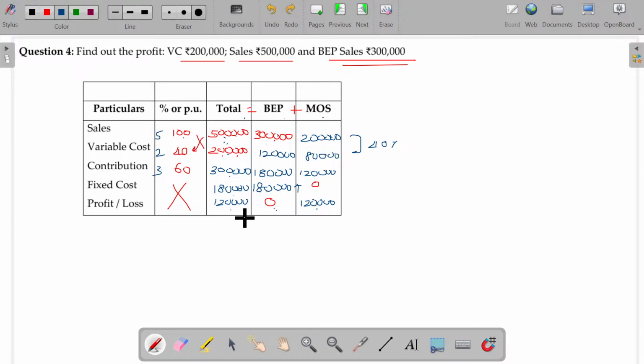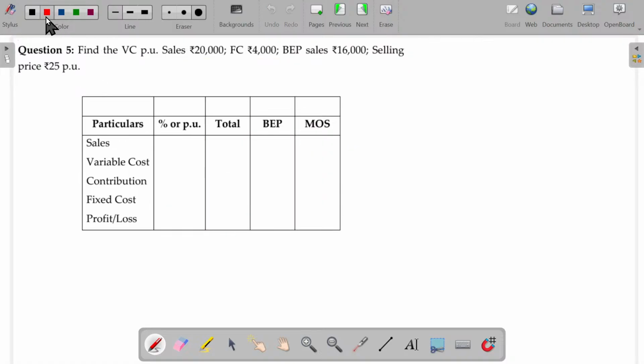Clear? I request you to try the other illustrations also the same way. Anyway, I'll try the next one. You try to solve ahead of me. If you are not able to guess, go home and try again yourself. So with this logic, you can solve any number of illustrations in this chapter. Okay. Now let's move on to the next illustration 5.